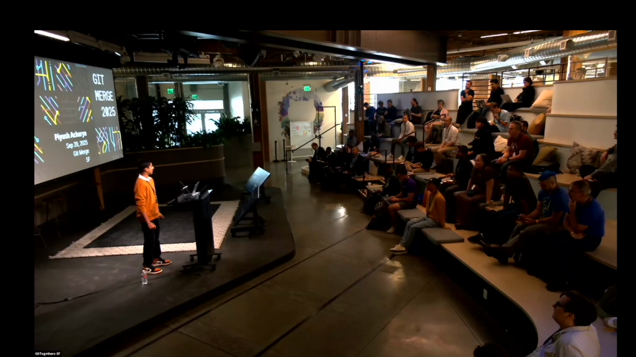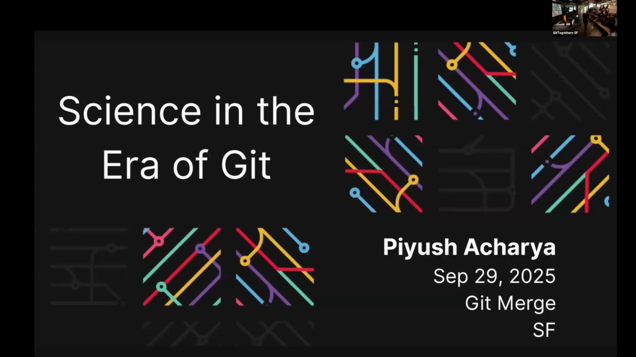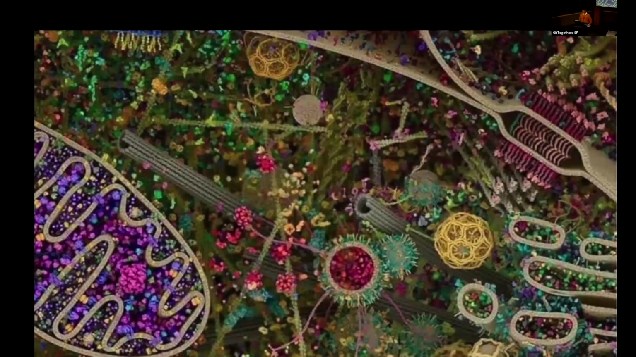For centuries, humanity's greatest discoveries have been preceded by a new instrument. Let me explain what I mean by that. The telescope revealed the cosmos. The microscope revealed the cell. These new instruments allowed us to see what was already there, but hidden.